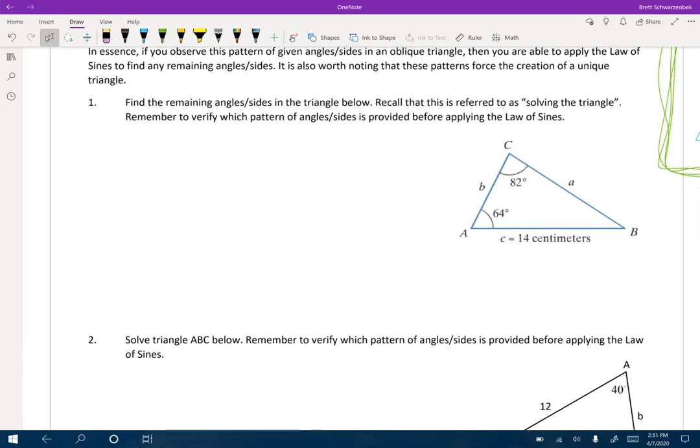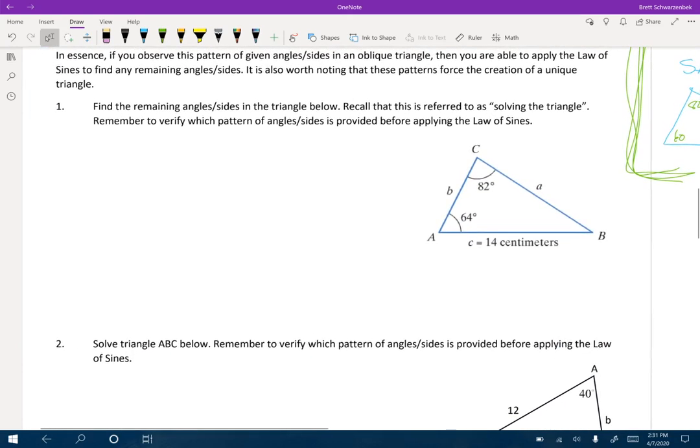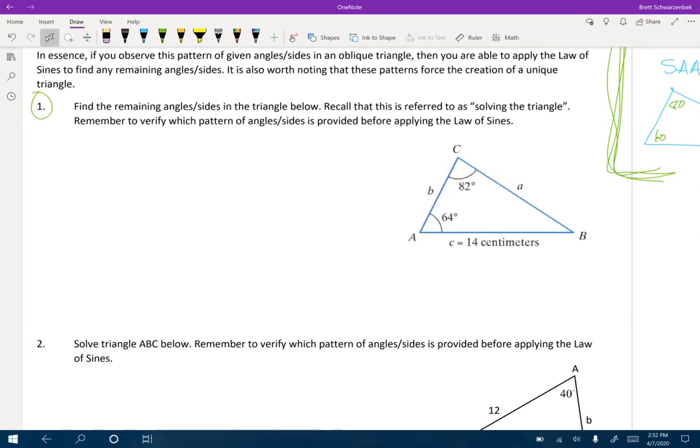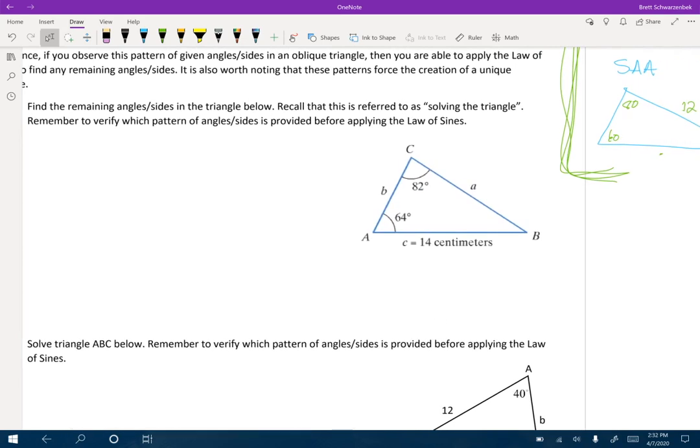Okay, so let's look at our first problem, number 1 here. It says, find the remaining angles in the triangle below. Recall that this is referred to as solving the triangle. Remember to verify which pattern of angle sides is provided before applying the law of sines. So what would you do in an exam? You would look at the triangle and you would identify it as not right, or in other words, oblique.